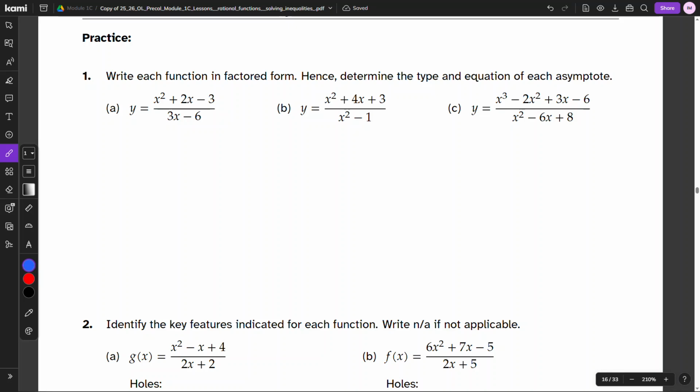All right, thank you for joining us for video explanations of the practice problems for day 2. So we're going to write each function in factored form and hence determine the type and equation of each asymptote.